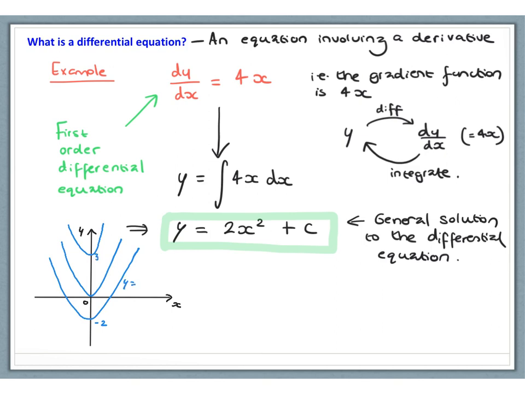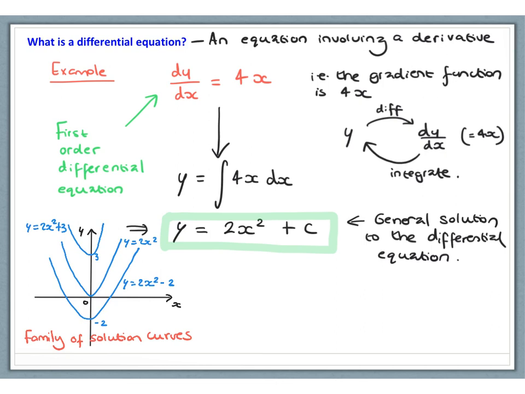So here we have y = 2x² - 2. Here we have y = 2x². And here we have y = 2x² + 3. It's almost like a collection of curves which are sort of parallel to each other. Now, we would call this a family of solution curves. And of course, infinitely many of these exist because c could, in theory, take infinitely many values.